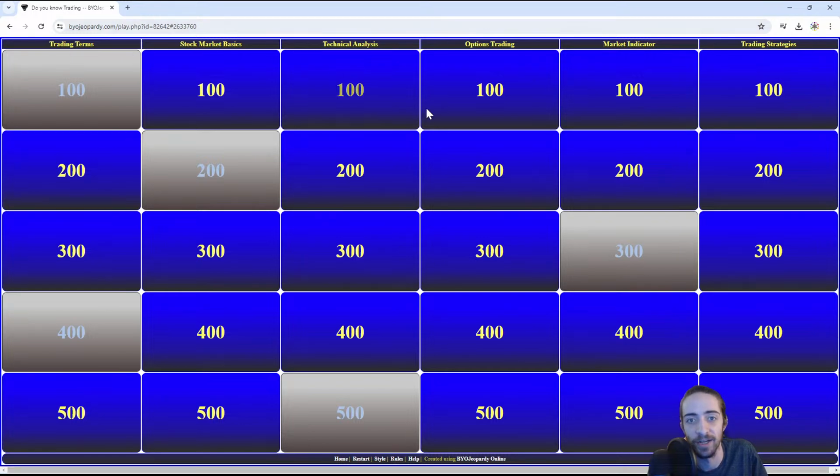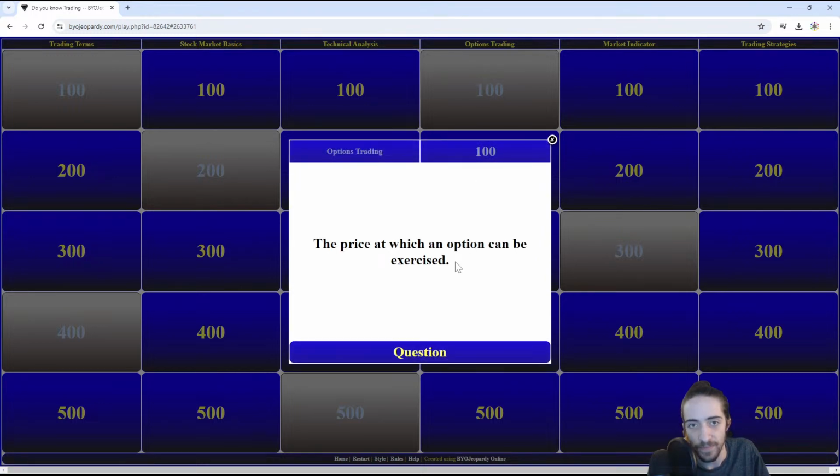So let's go with options trading for 100. The price at which an option can be exercised, right? So price has to be at a certain point for us to exercise that option. It can't be out of the money. Close, Victoria, close on that one. Yes, Joyce got it right. ITM, what is in the money? So our options contracts have to be in the money in order to exercise them.